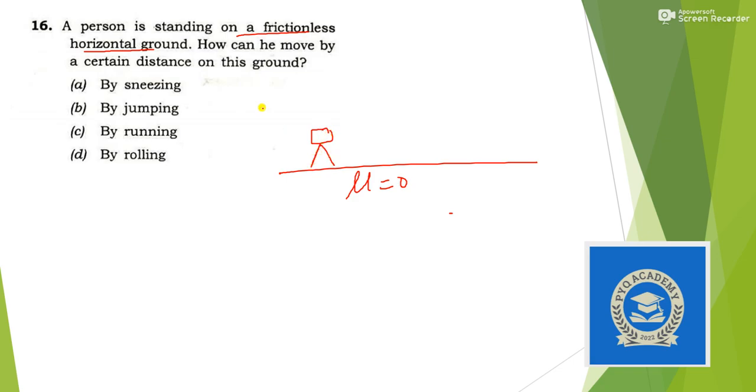So now what can he do to move a certain distance on this ground? Okay, by jumping he needs to apply force, and if the ground is frictionless, then he will fall and it will require more energy. So it is not possible. By running, he cannot run on this frictionless surface, or he can't roll. It means that on a frictionless surface he can't move even a little bit.